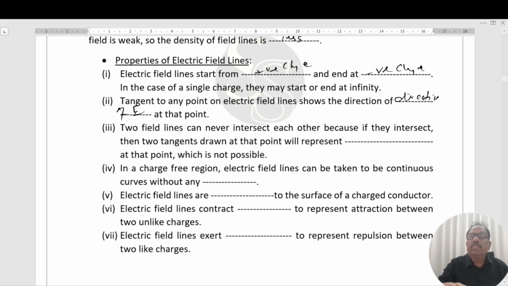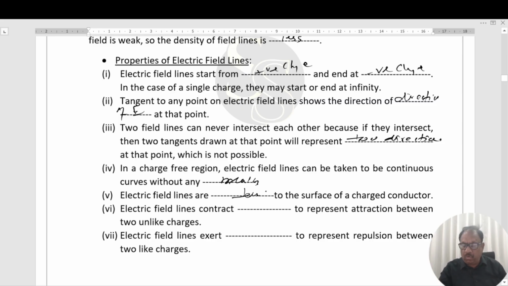Next, two electric field lines never intersect each other because if they intersect, then the two tangents drawn at that point will represent two directions at that point, which is not possible. Next, in a charge-free region, electric field lines can be taken to be continuous curves without any breaks. Electric field lines are perpendicular to the surface of a charged conductor.